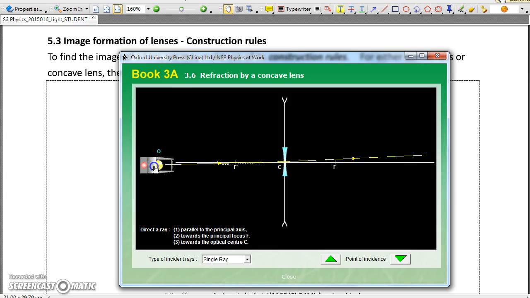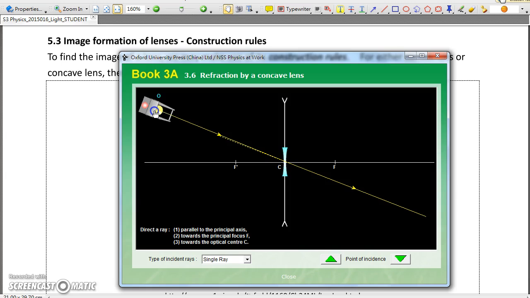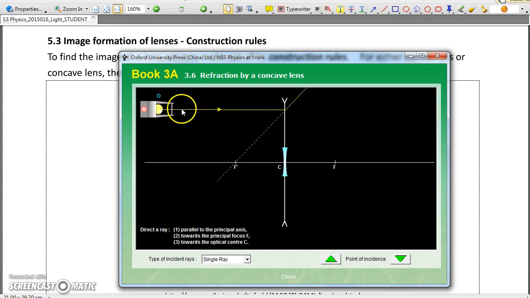For the single light ray that passes through the very center of the lens, it will go straight. And if the light ray parallel to the principal axis strikes a concave lens, it will be refracted in a direction so that it seems like the light ray comes from the focus.